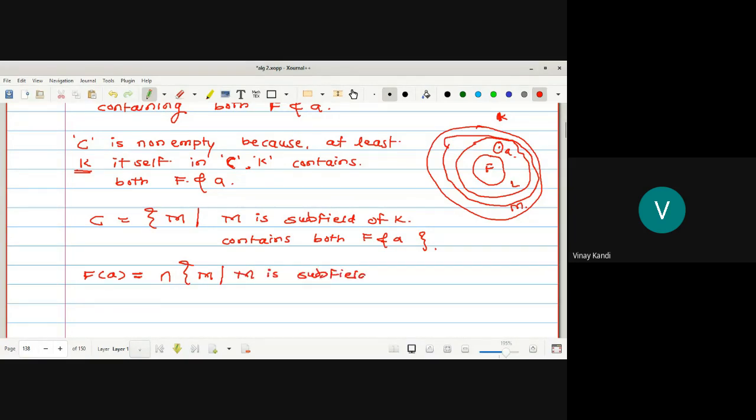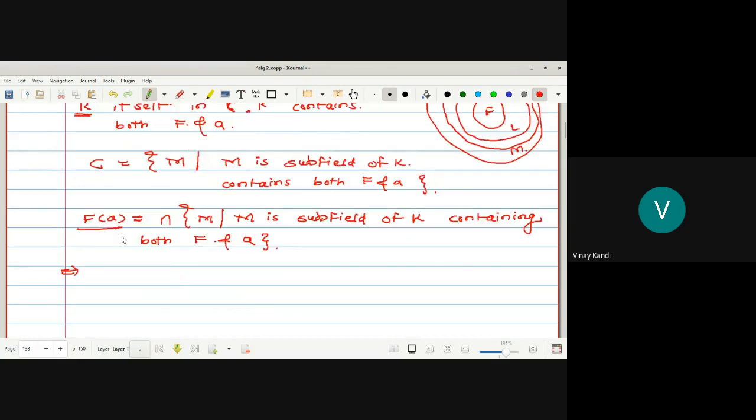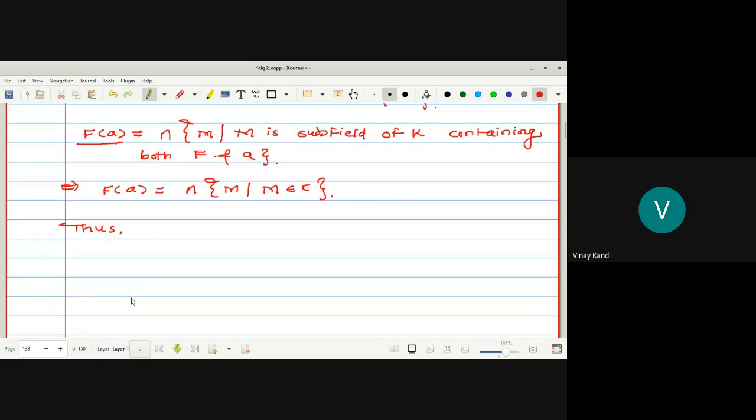of capital K containing both capital F and A. Okay, F of A is the intersection of all those subfields which contain both F and A. So this implies F of A is nothing but the intersection of M such that M belongs to that set C. Thus F of A is a subfield of K. All these are subfields of K, so the intersection of subfields is also a subfield. Okay, so here this F of A is a subfield.